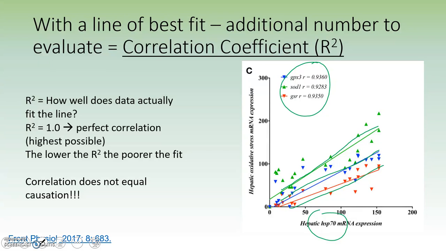Finally, I will point out now, and again later on this semester, that correlation does not equal causation. Just because 2 variables have a mathematical relationship doesn't mean that one depends on the other. In this case, the expression level of HSP70 might predict the expression level of any of the other 3 genes, but that doesn't mean it actually causes that gene to be expressed at that level.